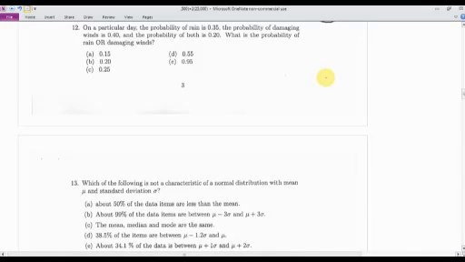Question 12. On a particular day, the probability that it rains is 0.35. The probability of damaging winds is 0.4. The probability of both, 0.2. What is the probability of rain or damaging winds? Now notice that you see the word both and or.